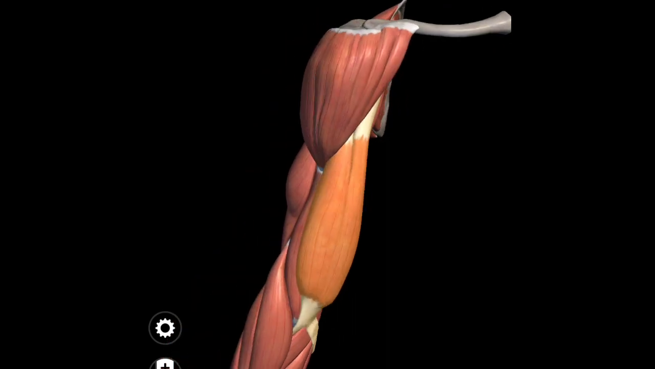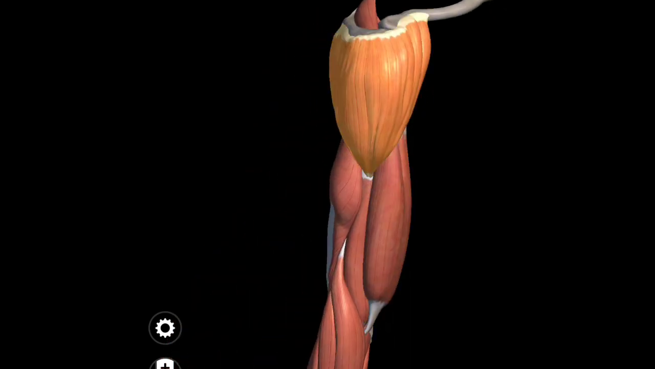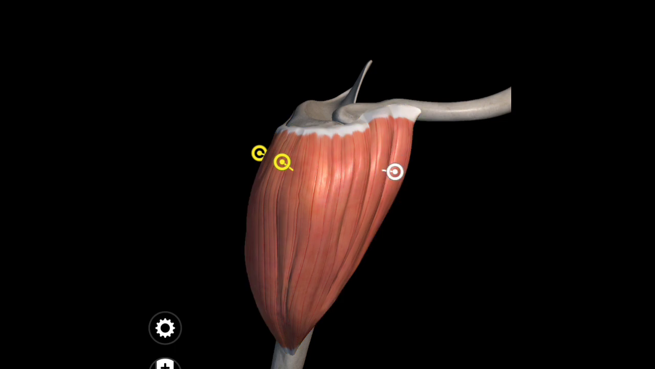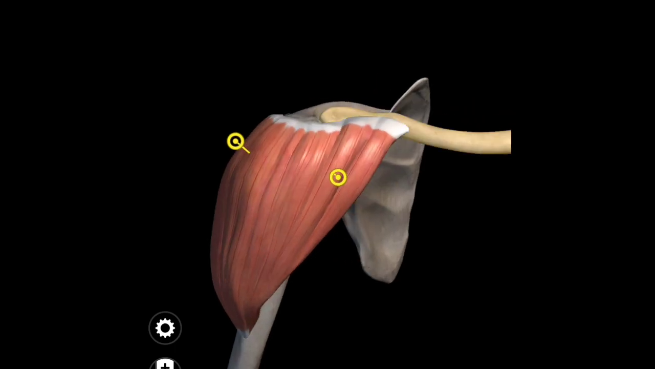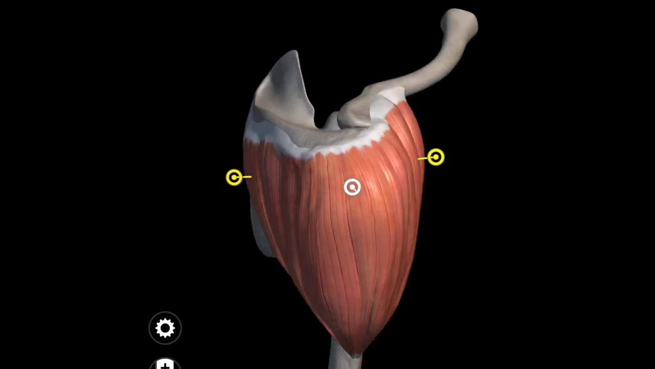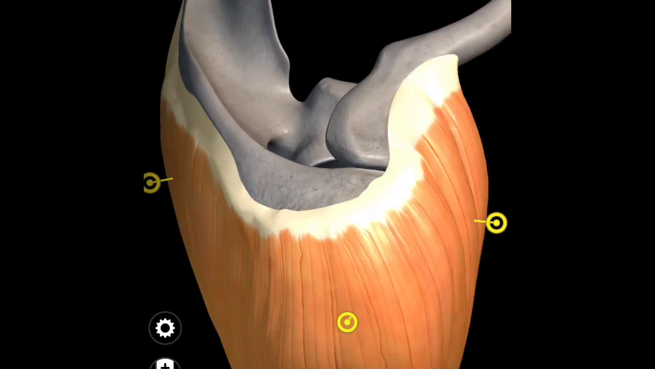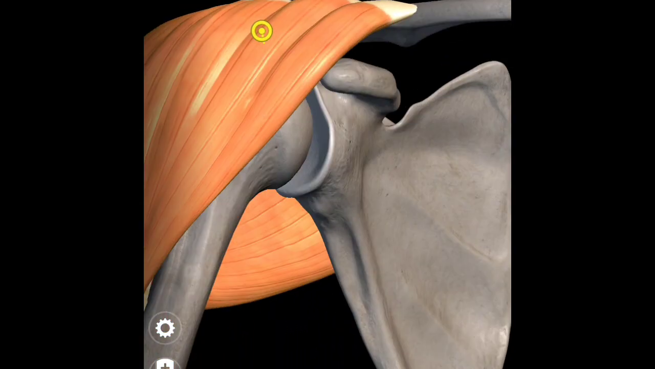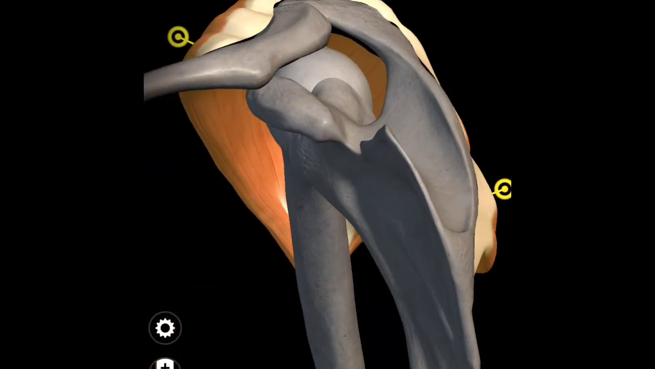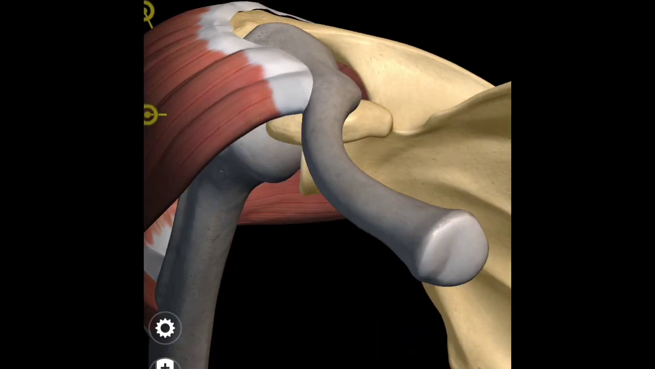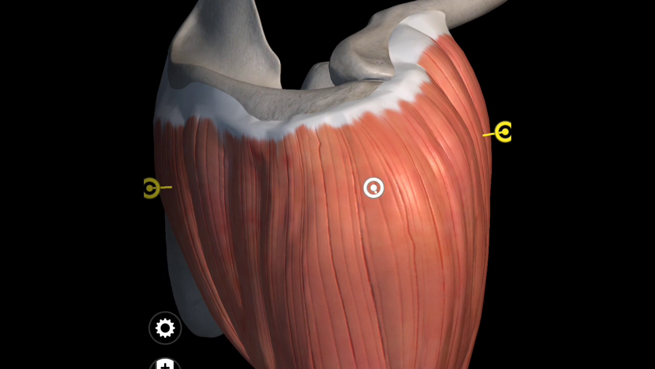Now come here, this is the deltoid muscle. You can see this deltoid has three parts. One is the clavicular part, because it is attached to the clavicle. Another is the acromial part. If you remove this here, you will see the acromial process. This is the acromial process of the scapula. We will explain it.